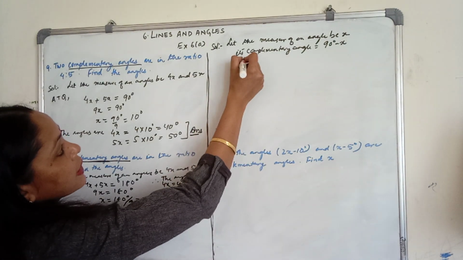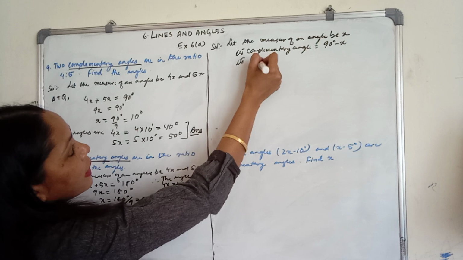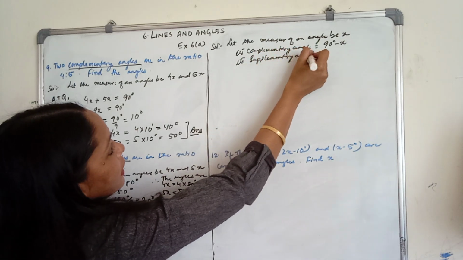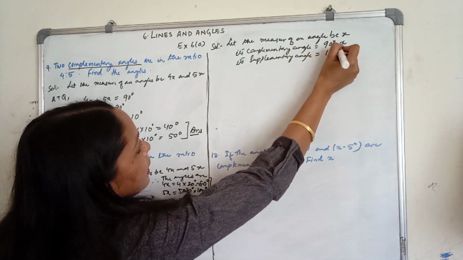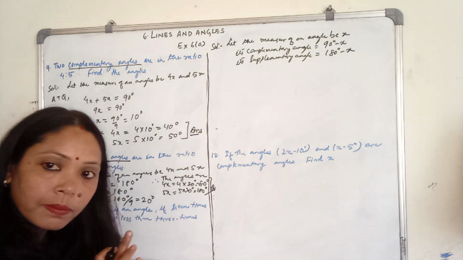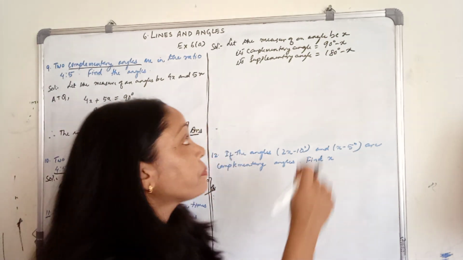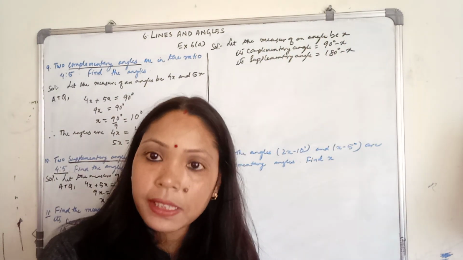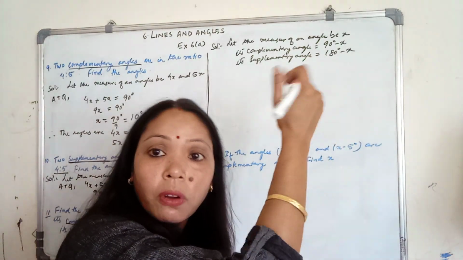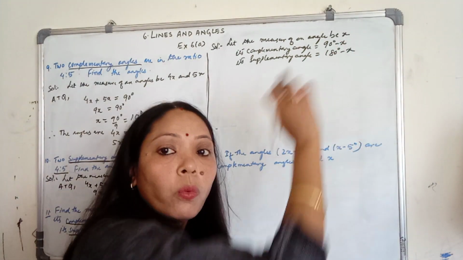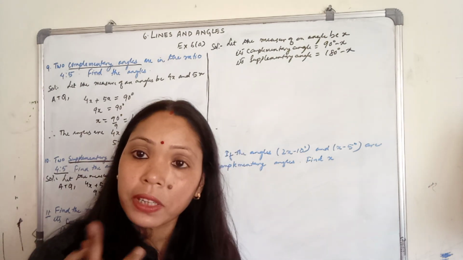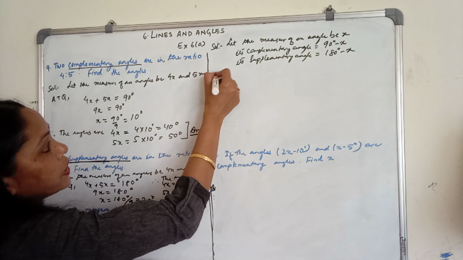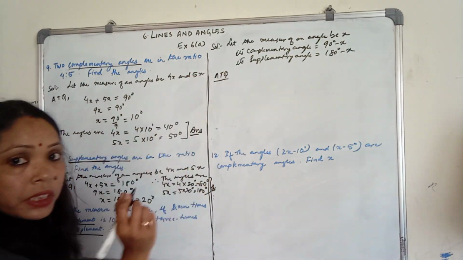Done. This one complement. Now the question supplement also given. So its supplementary angle is equal to 180 degree minus x. Okay, because 90 degree minus x is the complementary angle of x, 180 degree minus x is the supplementary of the angle x. Now come to the question again, according to the question.